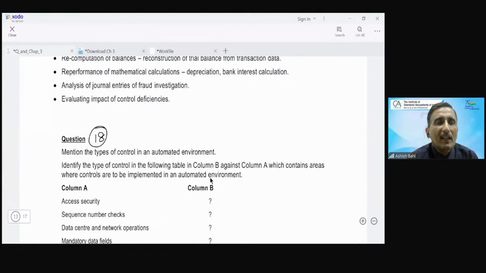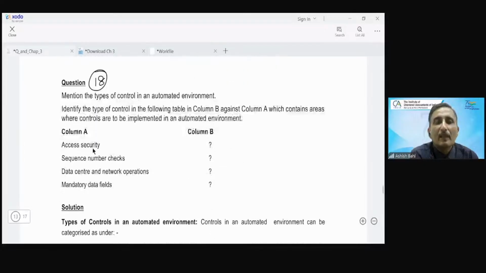So in this context, you have studied about the controls in an automated environment. Here in this table, four types of controls are given: access security, sequence number check, data center and network operations, and mandatory data fields. So you have to write the type of automated control. Can you tell?